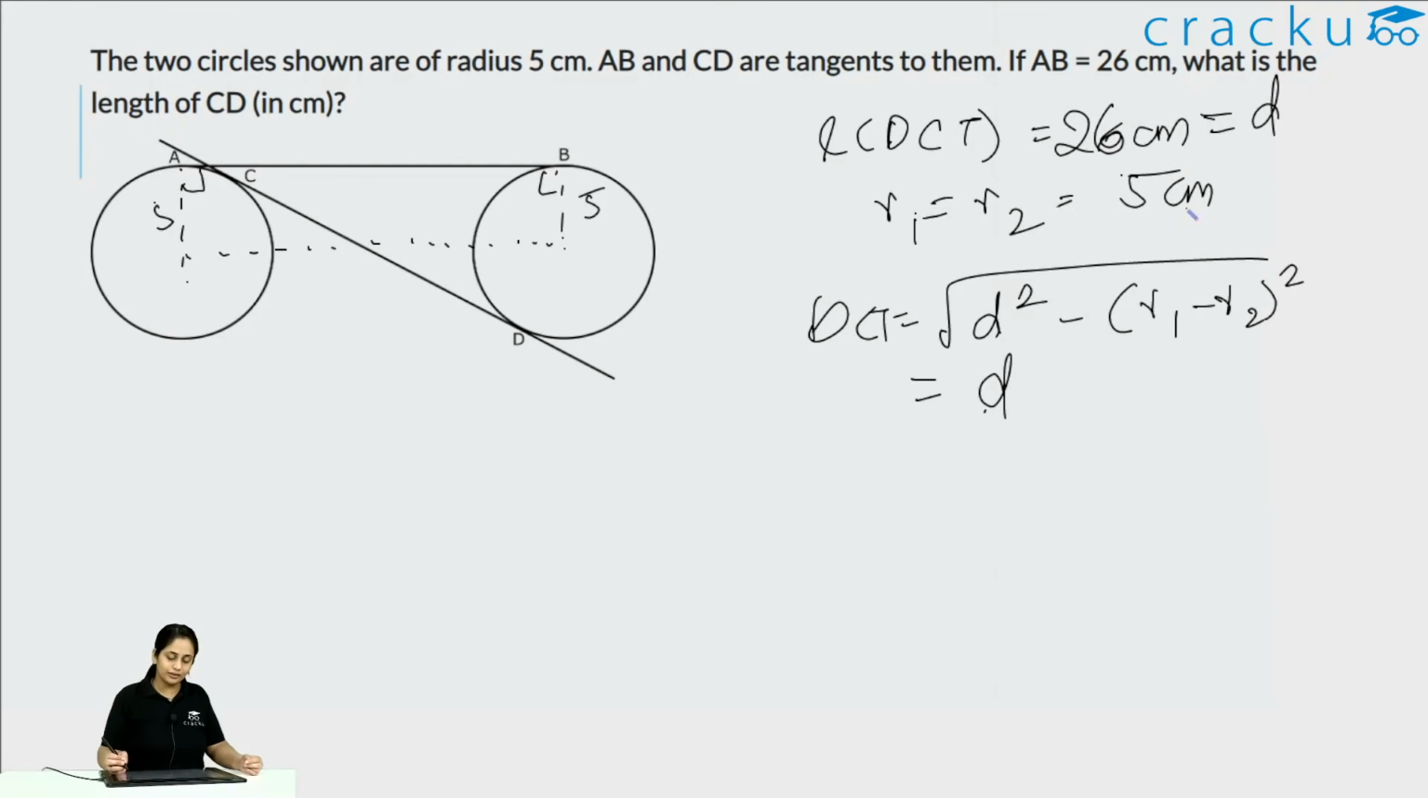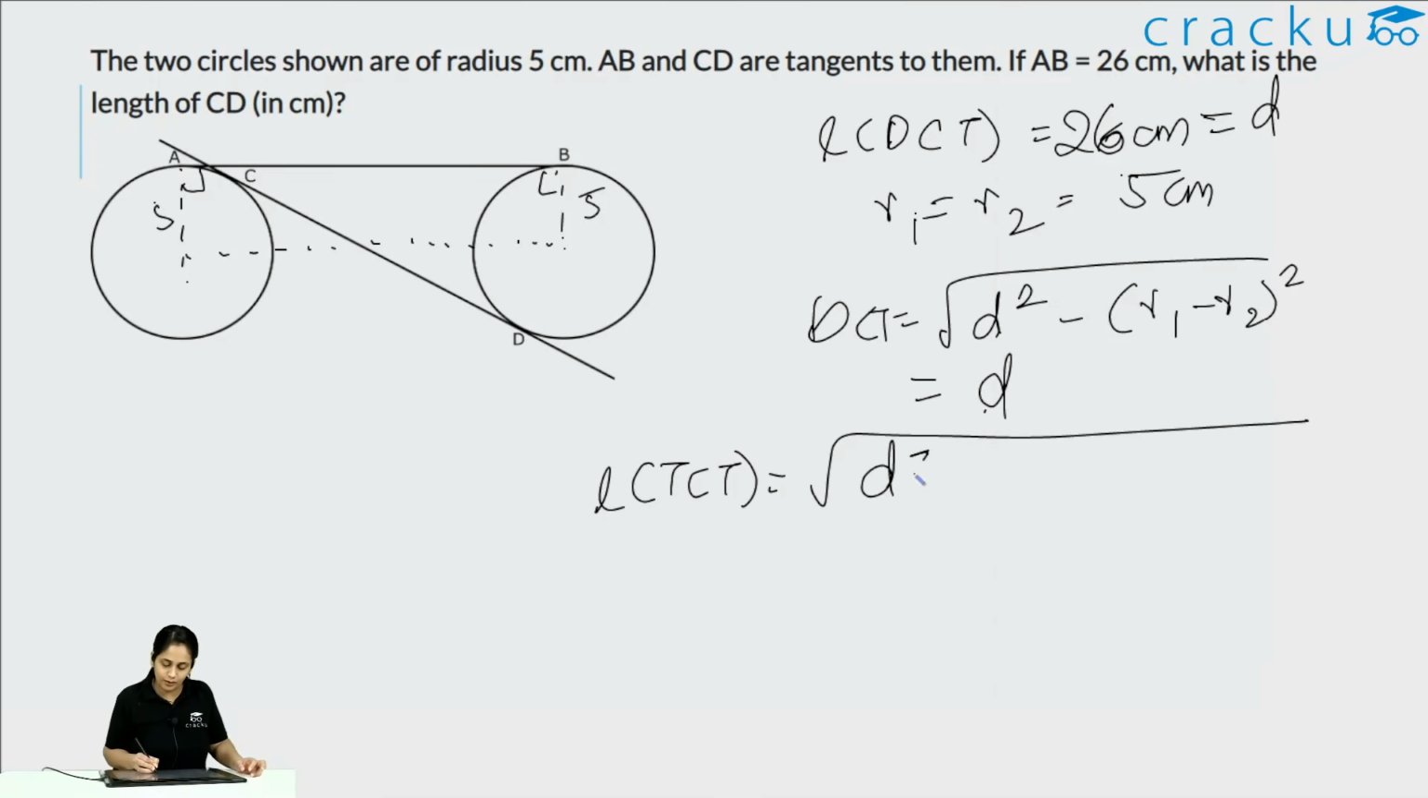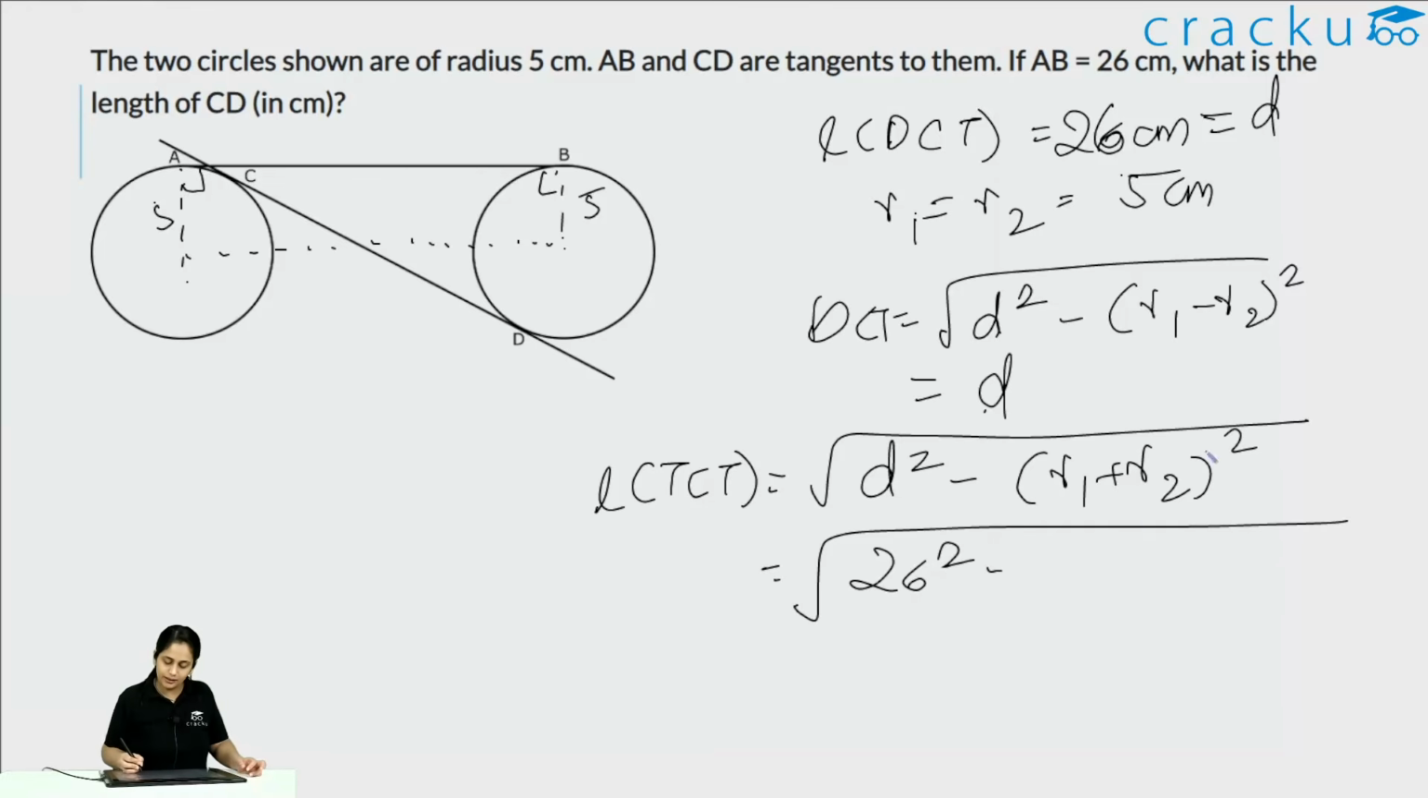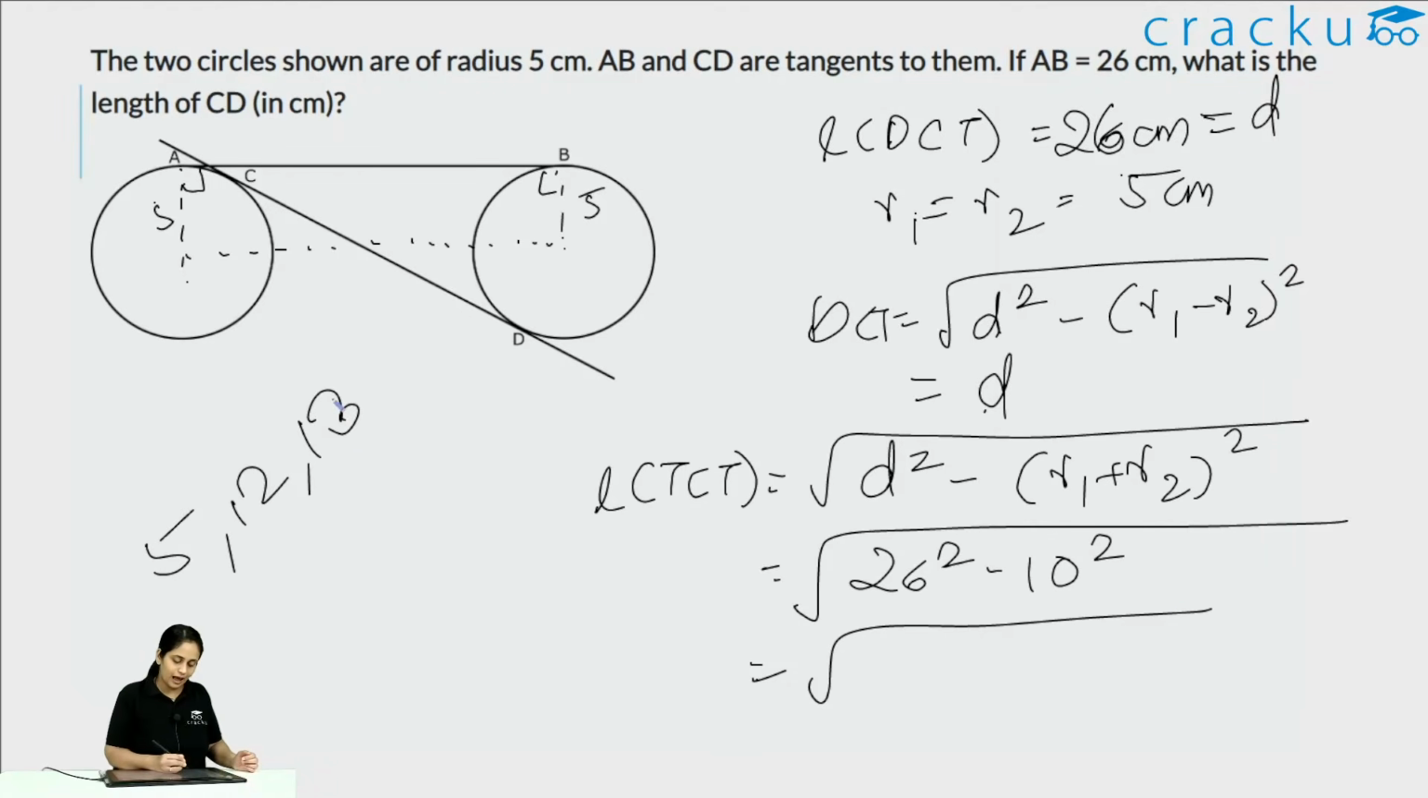Can I find out the length of the transverse common tangent using the same formula? So length of transverse common tangent is equal to square root of D square minus (R1 plus R2) the whole square. This is square root of 26 square minus (5 plus 5), so 10 square. We know that 5, 12 and 13 are a Pythagorean triplet. So in this case we have 10 and 26, which means that the third part of the Pythagorean triplet would be 24. So this will give us 24.